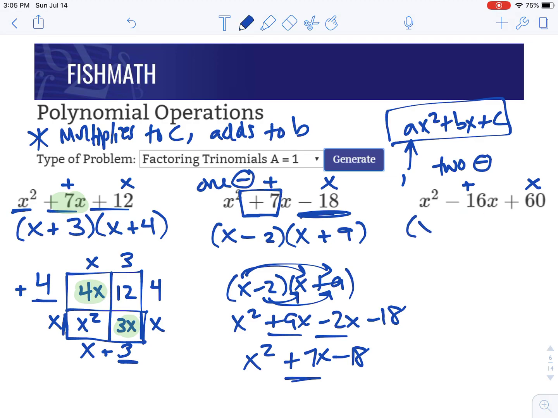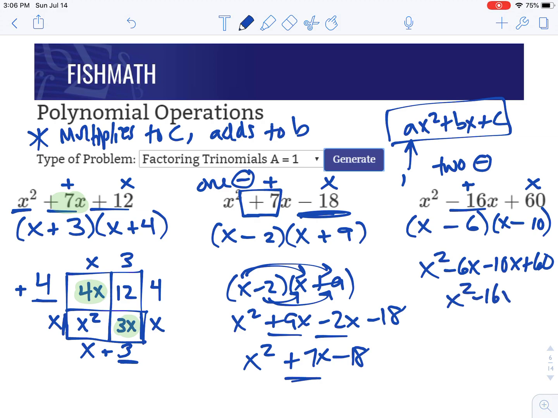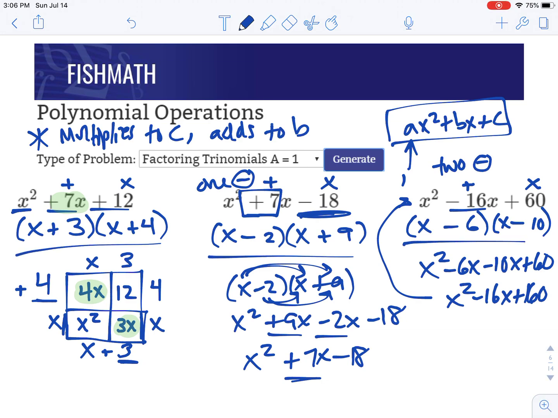So it'll be x and 6, x and 10. But if I did a plus here, we would have x squared plus 16x plus 60, which is just a little bit wrong because you got to have a negative 16x. We can't do a plus there. We've got to instead do minuses for both of them. That way when you remultiply it back in, it'd be x squared minus 6x minus 10x plus 60, which is x squared minus 16x plus 60, which is what we had to begin with. So we're good. That's how we factor our trinomials when a equals 1.